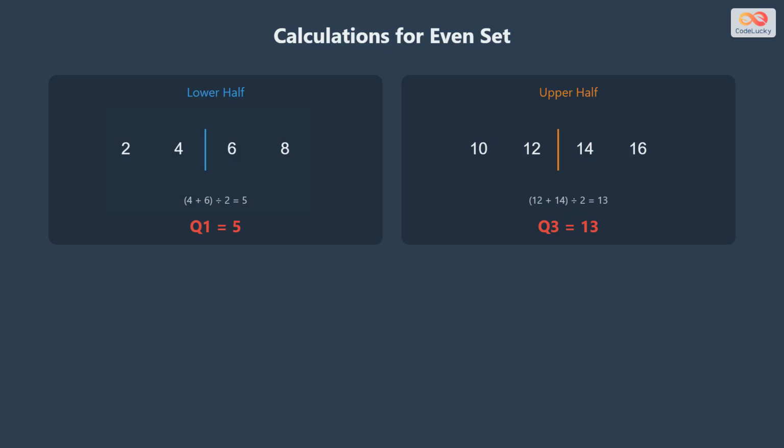Because the split happened between numbers, the lower half includes everything below the split, 2, 4, 6, and 8. The median of these 4 numbers is the average of 4 and 6, which is 5. So Q1 is 5. The upper half is 10, 12, 14, and 16. The median here is the average of 12 and 14, which is 13. So Q3 is 13.